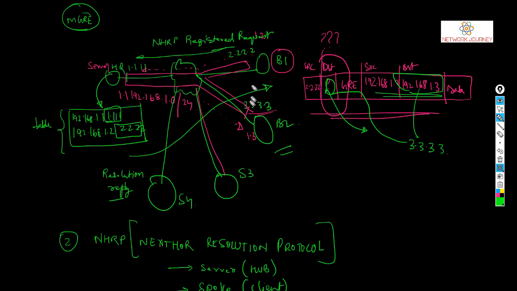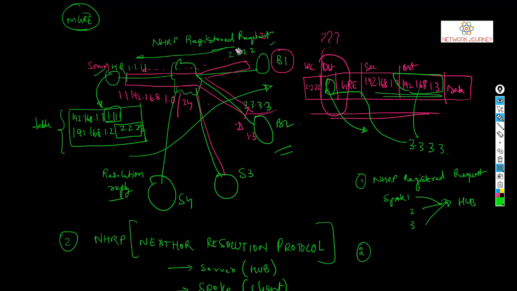So basically there are three things happening. The first thing is the spoke has to register with the hub. So let's say the NHRP registration request. This is a request where all the spokes, spoke 1, spoke 2, spoke 3, have to register with the hub. Step number 1.